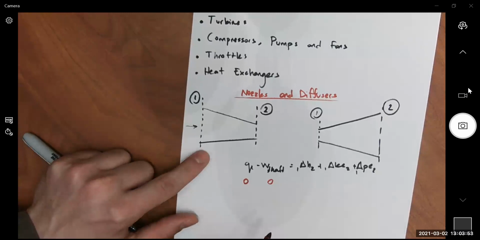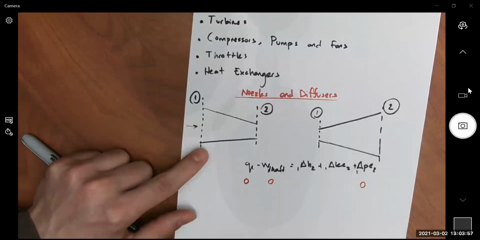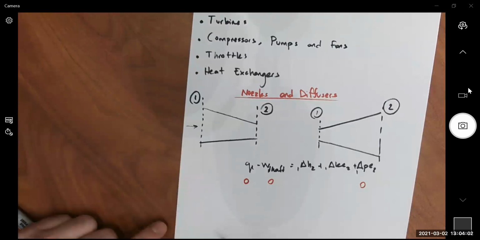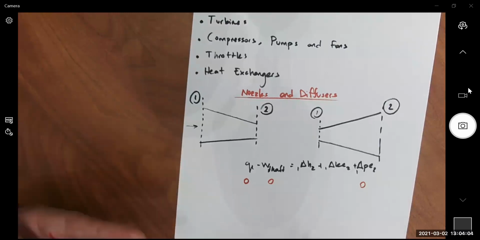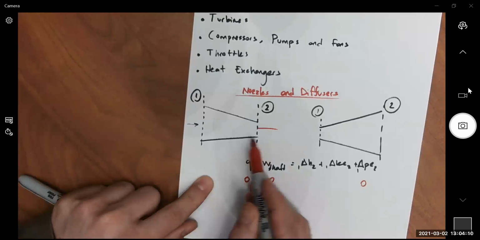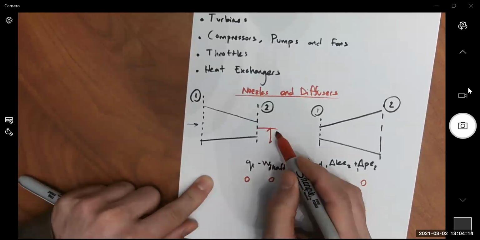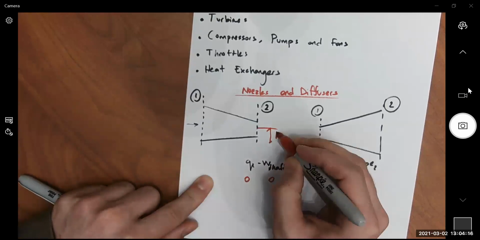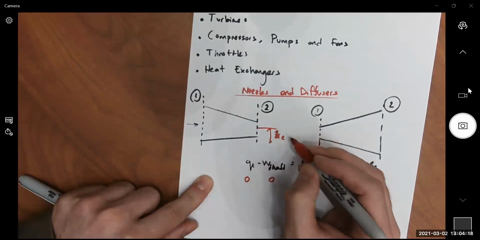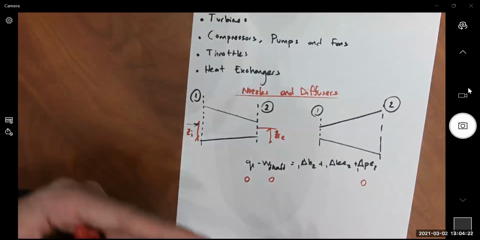Okay? And potential energy difference is negligible. Okay? What was potential energy? Elevation difference, right? Between inlet and outlet. If you look at the elevation difference, Z exit minus Z inlet will be negligible.